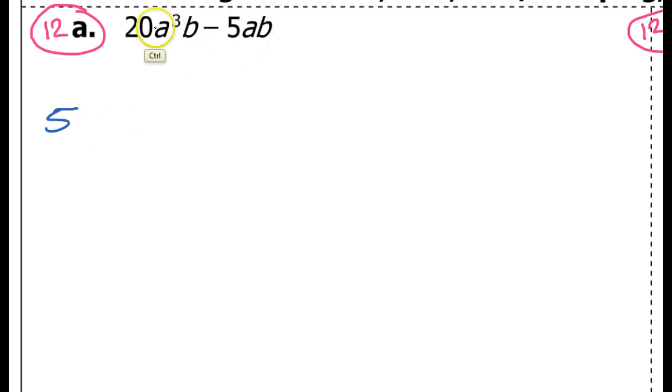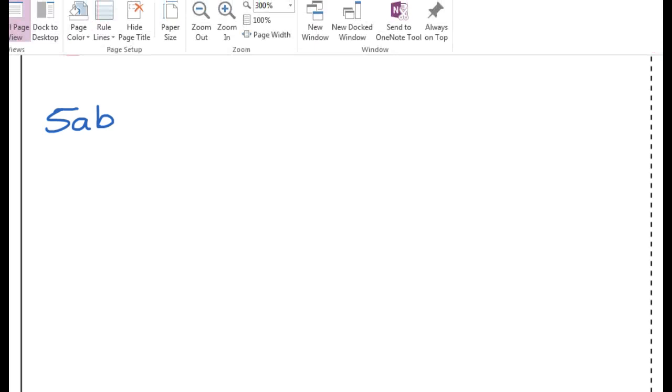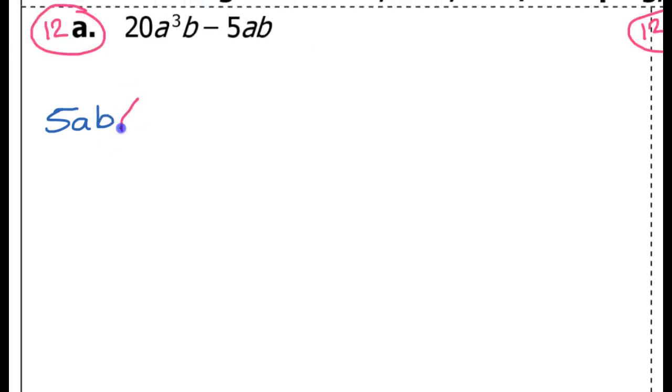Now I'm looking at the variables. Both terms have a's. They both have at least one a. In other words, I use the smaller amount. They both have b's. They both have one b, so I'm going to use b. So there's my GCF. Now if I take this out, that's going to leave some leftovers behind inside the parentheses. To figure out what goes in there, I need to divide by my GCF. Divide by 5ab.